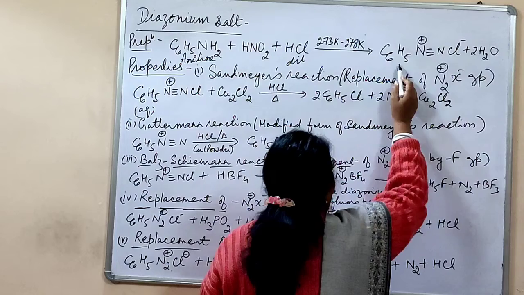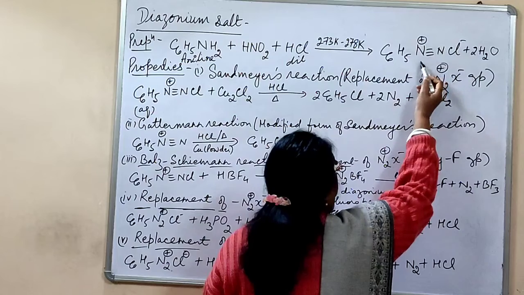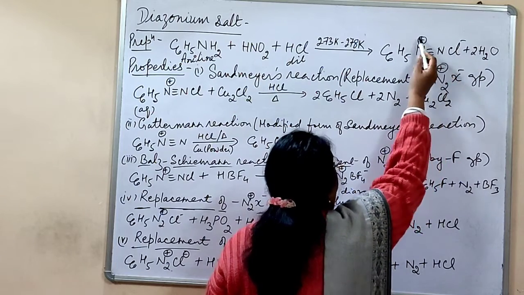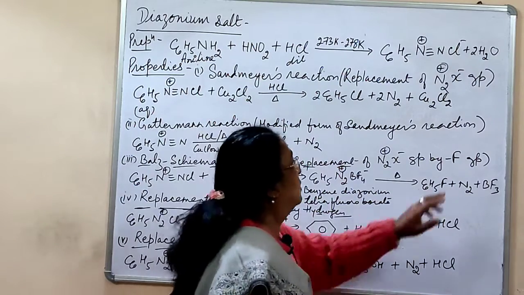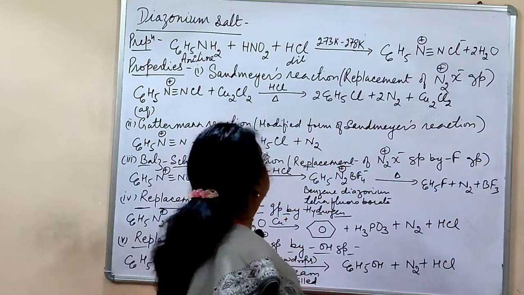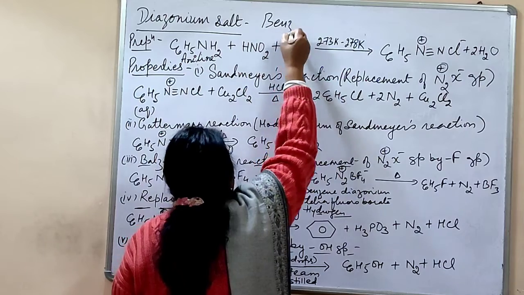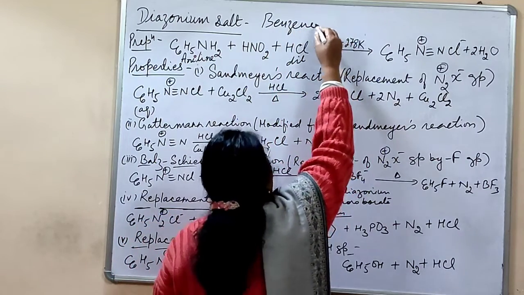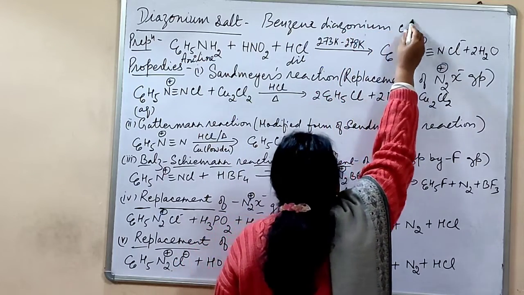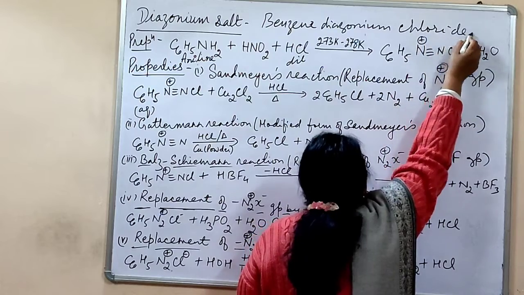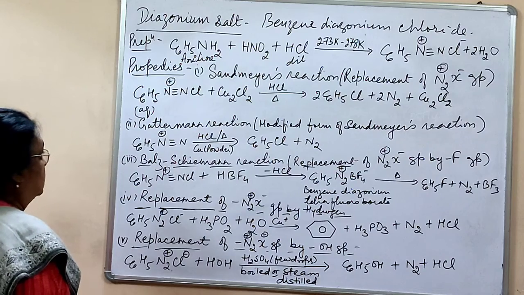This is benzene, diazo: di means two, azo is for nitrogen, diazo. The plus sign is the ium, IUM, diazonium, and chloride ion. So this is your benzene diazonium chloride. So you have obtained it. Now directly you have to do the properties.